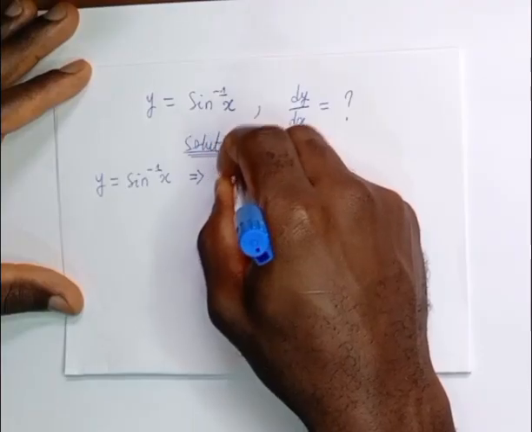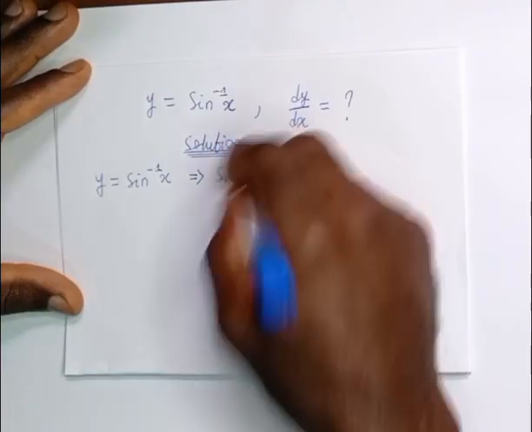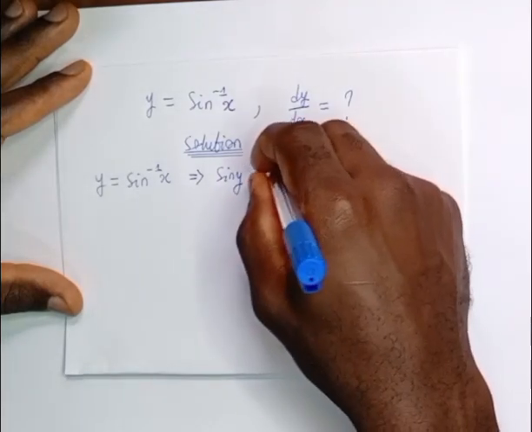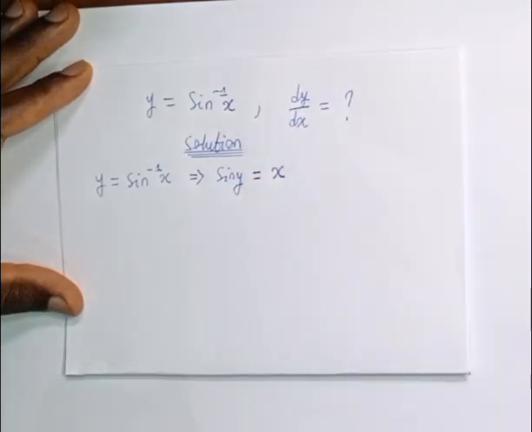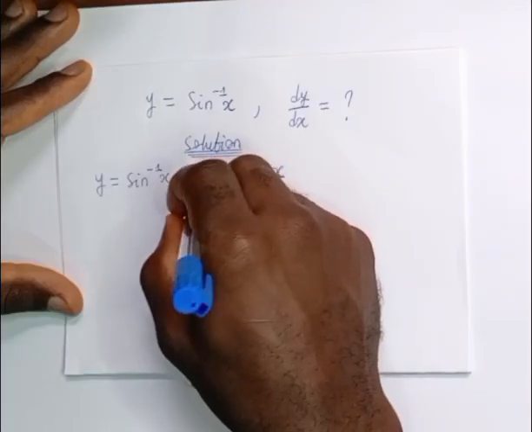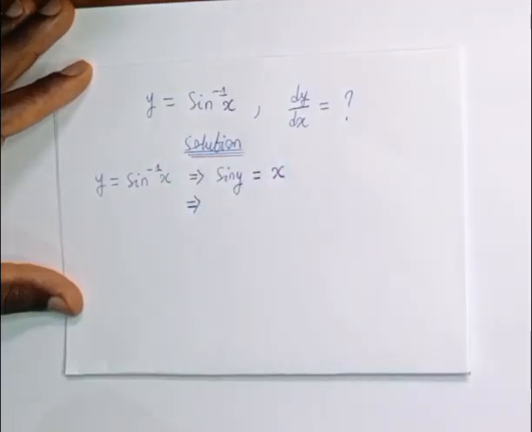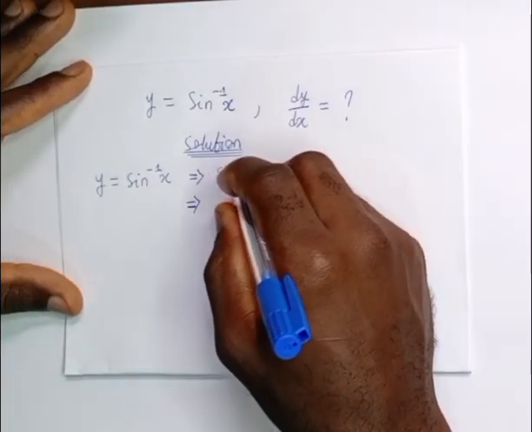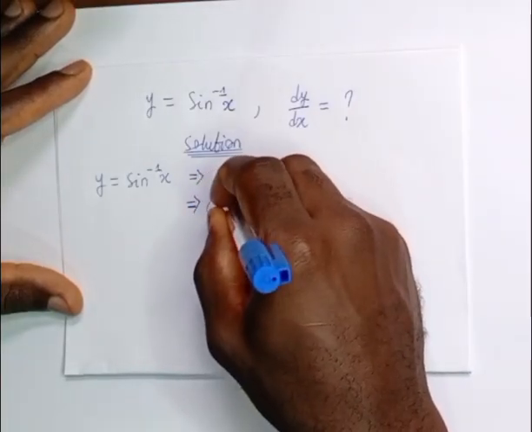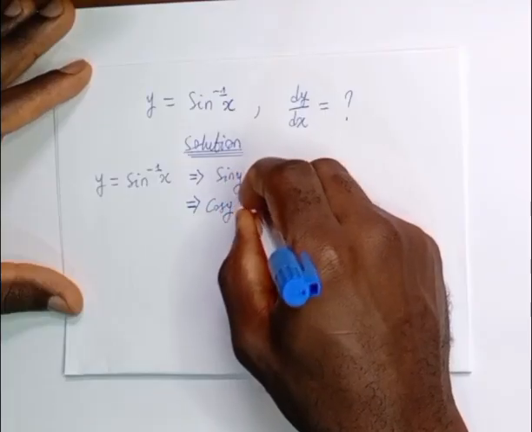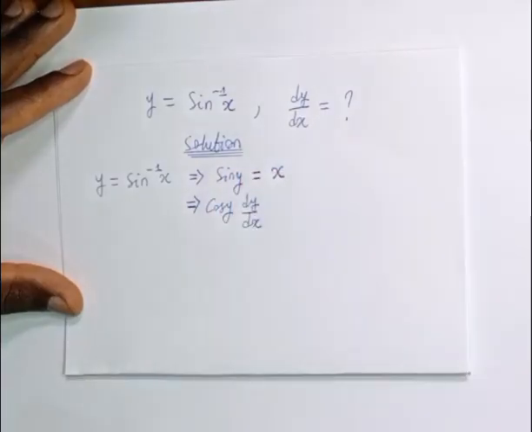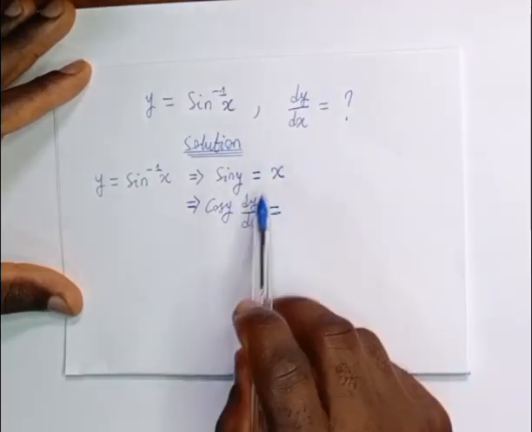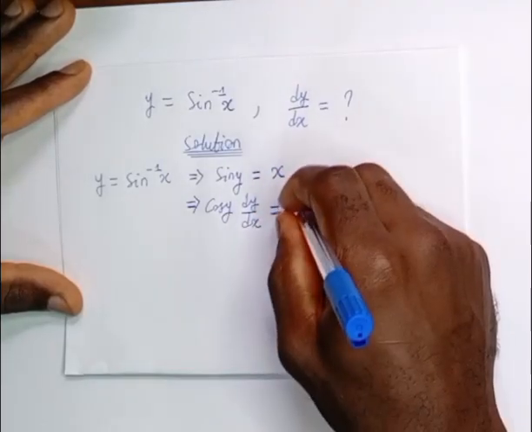sine y will be equal to, if we take the sine of the sine inverse of x, it gives us x. Then, differentiating both sides with respect to x, this will give us the derivative of sine y gives us cos y dy on dx is equal to, we have to differentiate x with respect to x, which gives us 1.